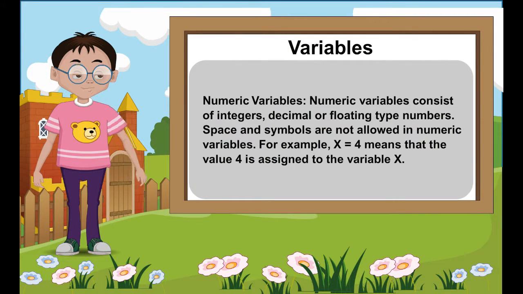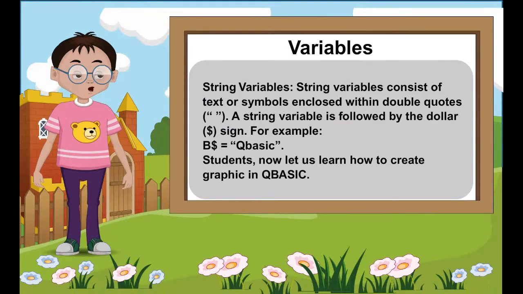Numeric variables. Numeric variables consist of integers, decimal or floating type numbers. Space and symbols are not allowed in numeric variables. For example, x = 4 means that the value 4 is assigned to the variable x. String variables. String variables consist of text or symbols enclosed within double quotes. A string variable is followed by the $ sign. For example, B$ = "QBasic".